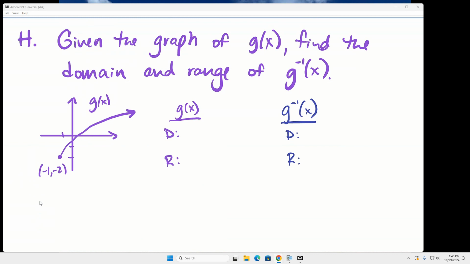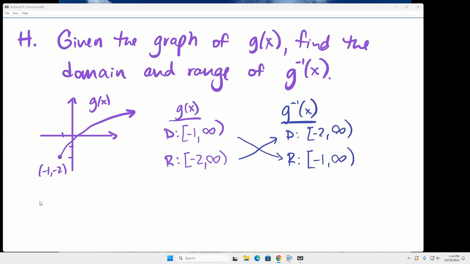So I'm going to start with the domain and range of g of x. The smallest x value where you have something graphed is -1. And then it's going to keep going forever to the right, which is going to go to infinity. And then the lowest value of y that you have something graphed is -2. And then it's going to go up forever, so it's going to go to infinity. So then what do I do to find the domain and range of the inverse? You just switch them. Because it's all about switching x and y's. When you switch x and y's, you're switching domains and ranges.